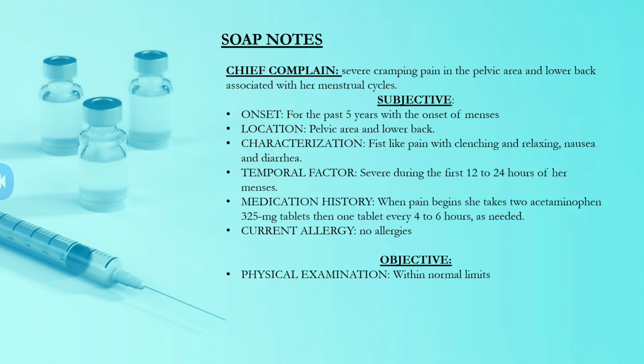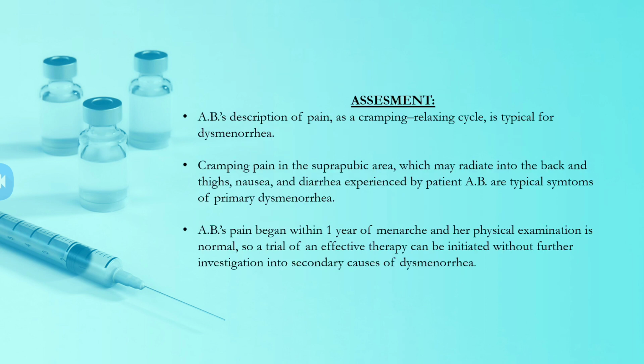So, by concluding her chief complaint, that is the severe cramping pain that is associated with her menstrual cycle, the location is pelvic area and lower back, and her pain is characterized as a fist-like clenching and relaxing. She's also experiencing nausea and diarrhea, and the severity of these symptoms are within the first 12 to 24 hours, and the only medication that she is taking is acetaminophen, and the current allergies are none. And the physical examination is also within her normal limits.